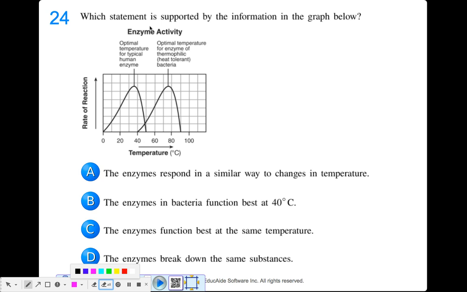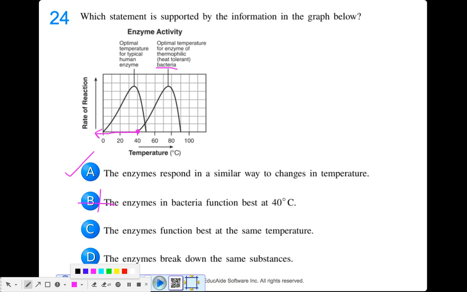All right, which statement is best supported in the graph below, number 24? The enzymes respond in a similar way to changes in temperature. Well, heck, that sure looks right? They're going up and down, up and down. The enzymes in bacteria function best at 40 degrees. Let's see, which one's the bacteria? This one's the bacteria. Let's see, where is 40? Does that look like it's good? No, that's the lowest possible rate of reaction. That is not a good choice.